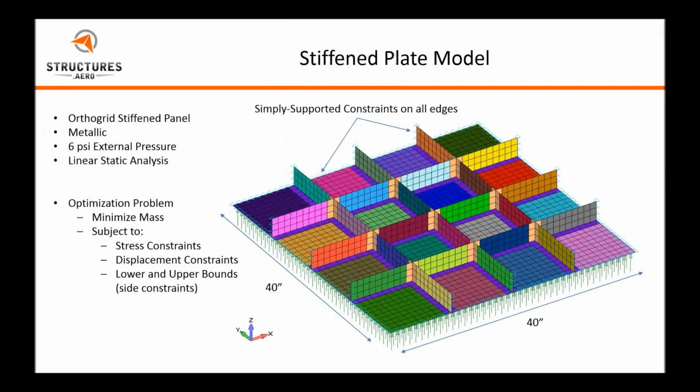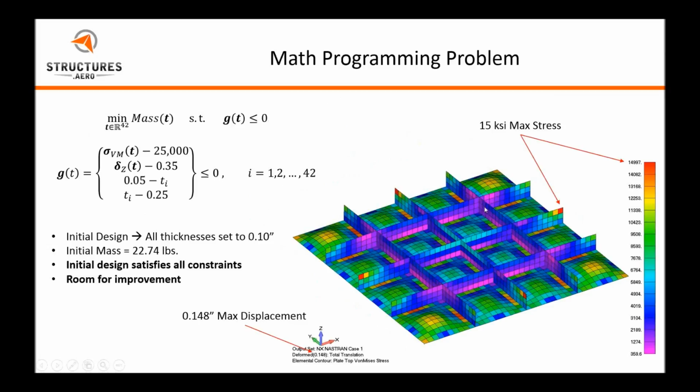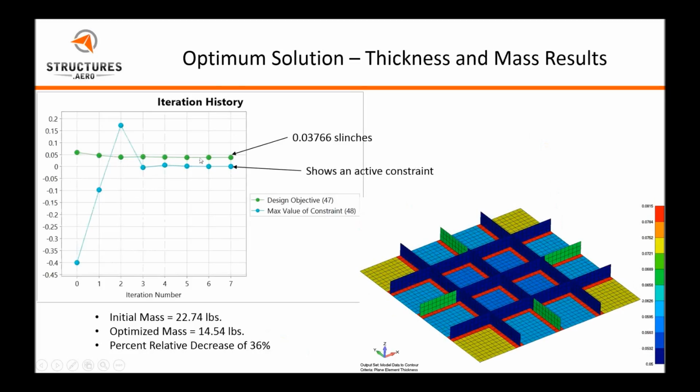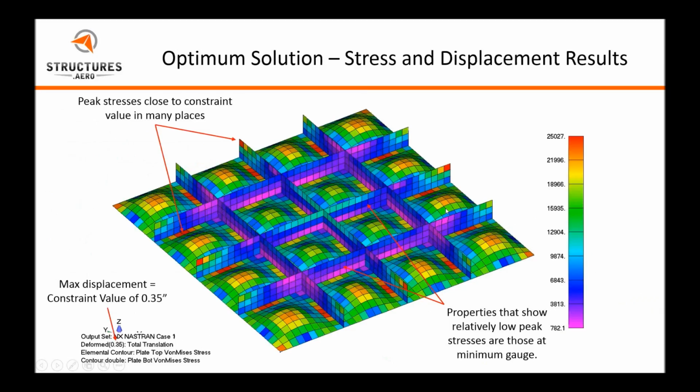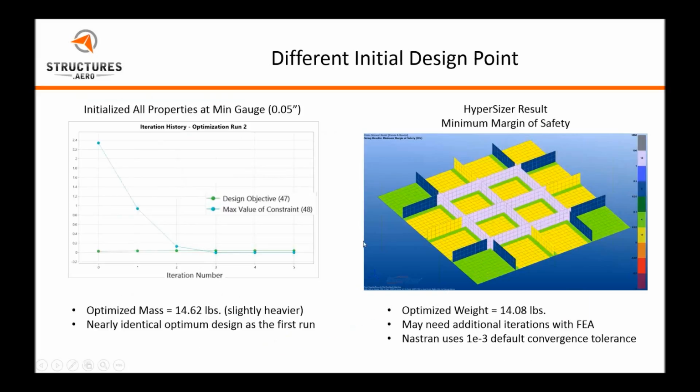And I'm going to go back to the PowerPoint quickly. So here's, for those interested, the mathematical statement for our optimization problem. The initial mass was 22.7 pounds. Here's our plot again. Here's the thickness distribution. So we do see min gauge in our ribs, as I suggested we should. And our optimized mass is 14 pounds. So we decreased by 36%. So pretty good result. And here's just showing we were at the 25 KSI and 0.35.